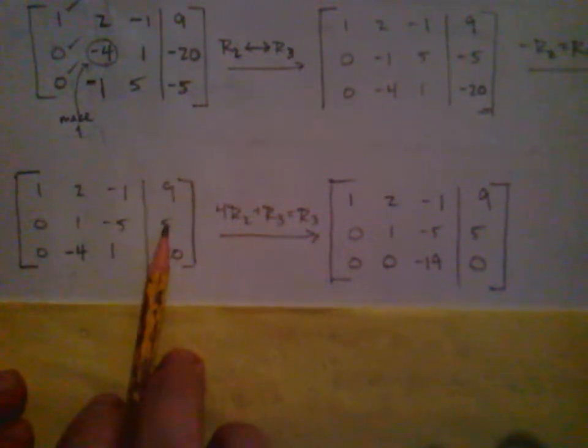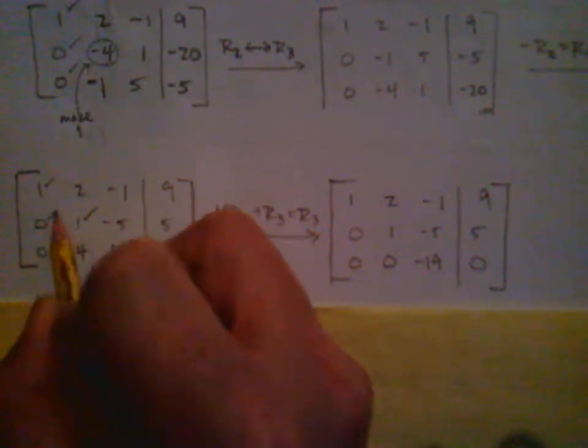So I get to this matrix. Row 1 didn't change. 1, 2, -1, 9. Neither did row 3. 0, -4, 1, -20. But now I took the negative of each part here. 0, +1, -5, +5. And I got that 1 right there. This is great. We're really doing well.